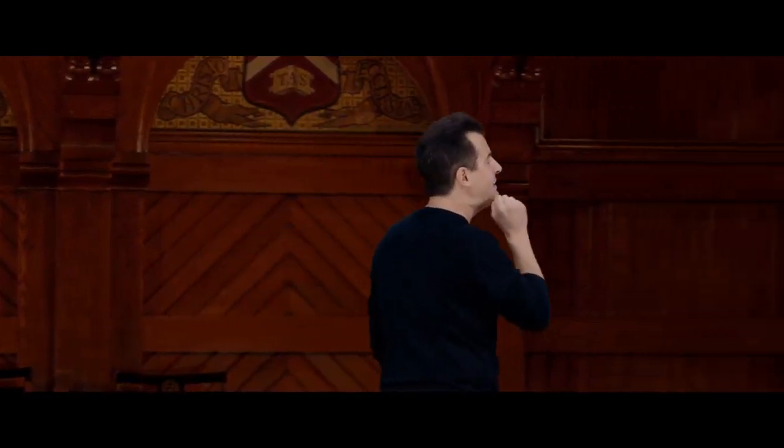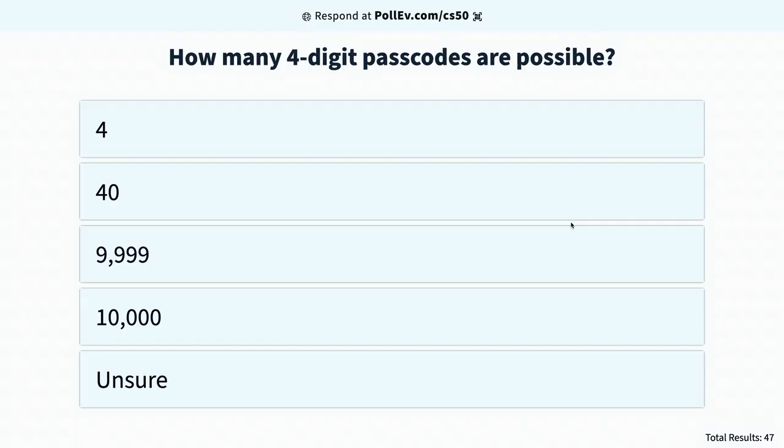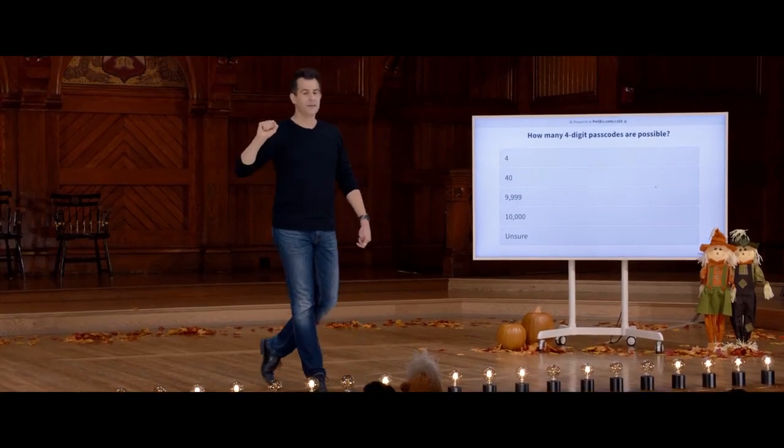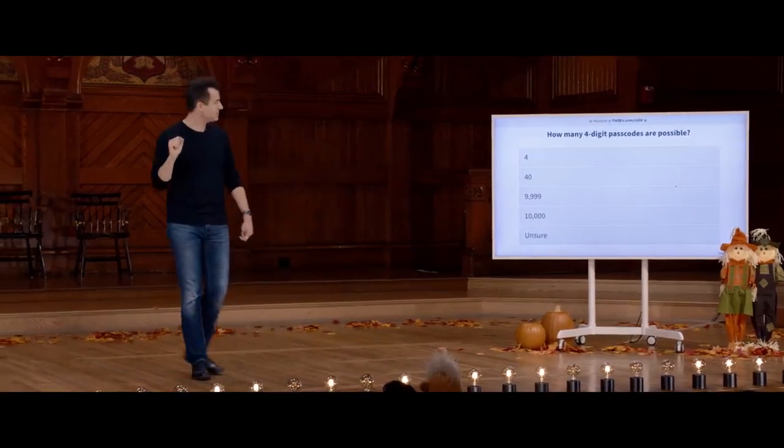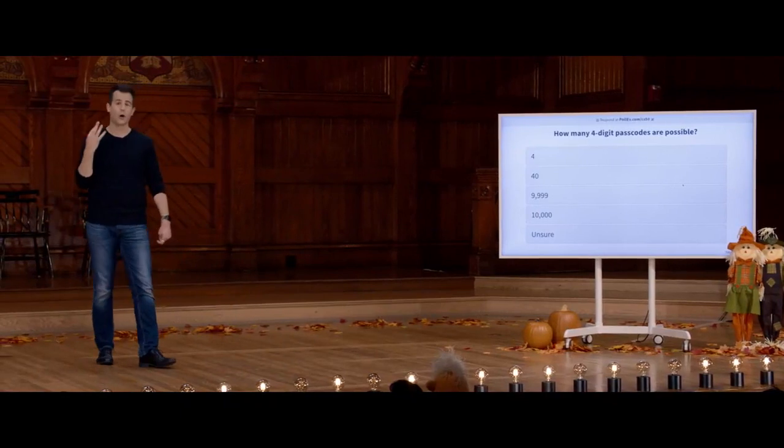So how many 4-digit passcodes are possible? If you take out your same device, it should have just changed automatically. If it doesn't seem to have, maybe reload your browser with some menu option. And then tap in here. How many 4-digit passcodes are possible? 4 total, 40, 9,999, 10,000, or unsure is OK too. So let's see. We'll give you a few more moments. How many 4-digit passcodes are possible?